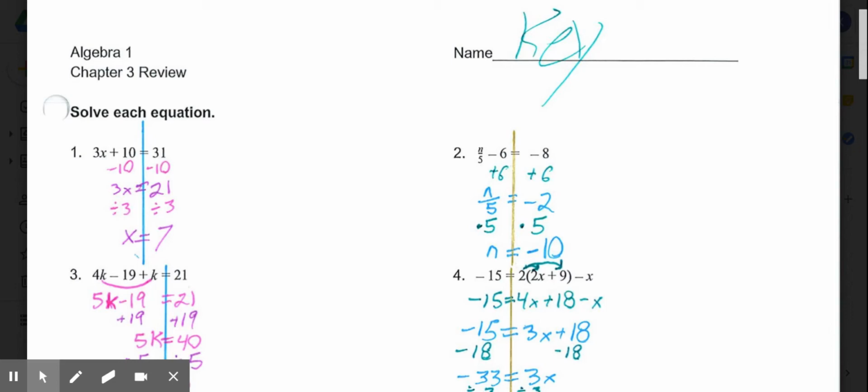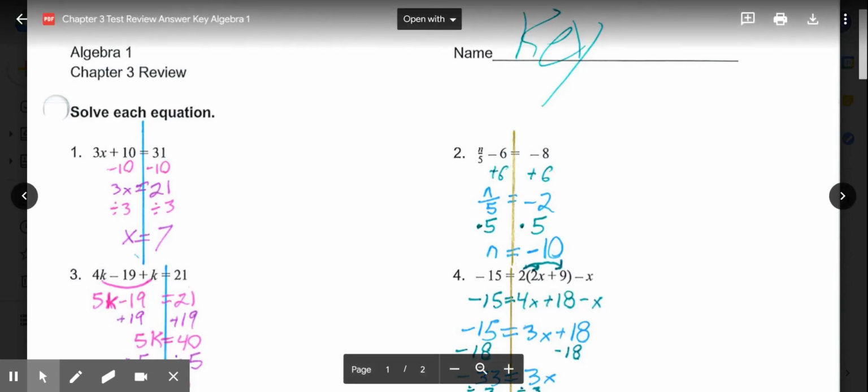So if we look at number 1, it's 3 times x plus 10 equals 31. So you begin with subtracting 10 from each side. 3 times x equals 21. Divide each side by 3, and x equals 7.